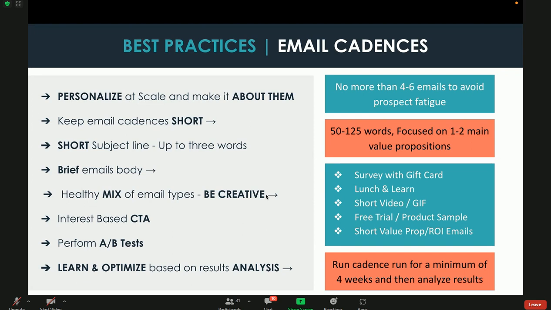Any other examples, ideas from the crowd on this one?